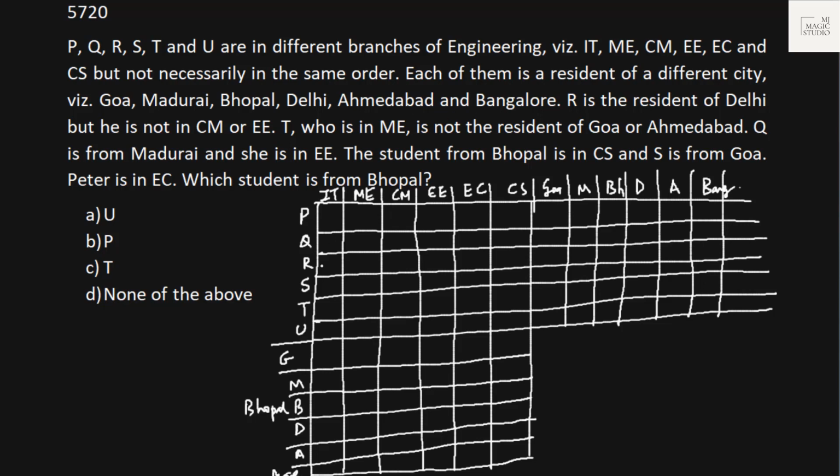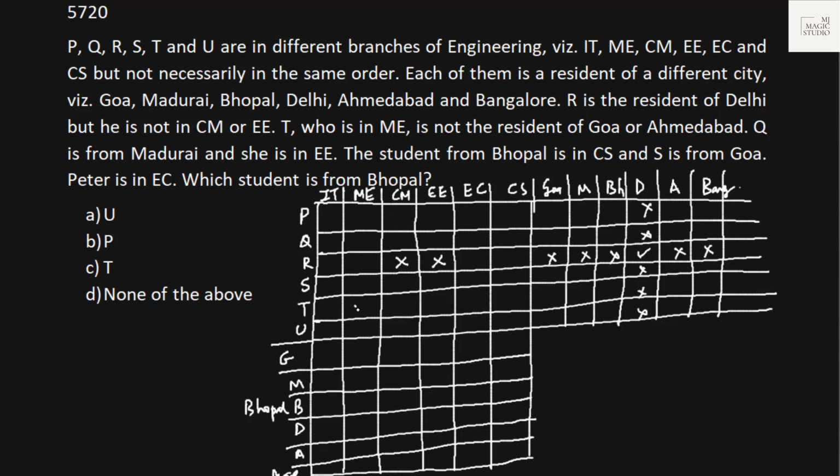R is resident of Delhi. R goes to Delhi. Put a tick and then cross on that respective column and row in that grid. But he is not from CM or EE. R is not from CM, not from EE.